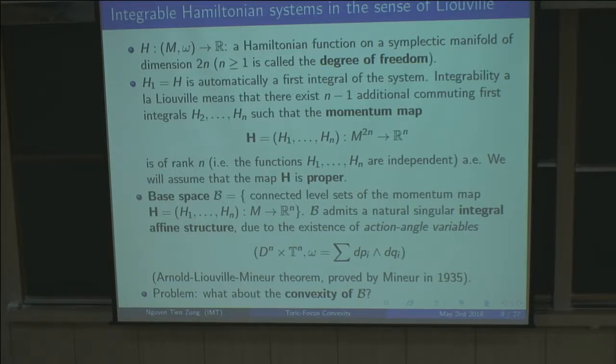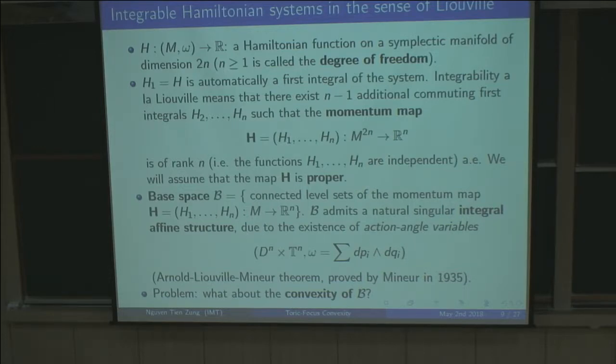Now, when we have such an integrable system, we can talk about the base space of the system. So, what is the base space? Last week there was a conference on topology, so I learned this terminology. It is called the Stein factorization. It means that each point of this base space corresponds to one connected component of the pre-image of the map. This is called Stein factorization. It is exactly what I call the base space here. So the points are the connected level sets of the momentum map. And then this base space will admit a natural singular affine structure.